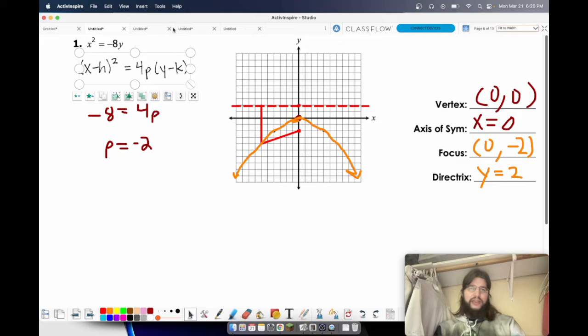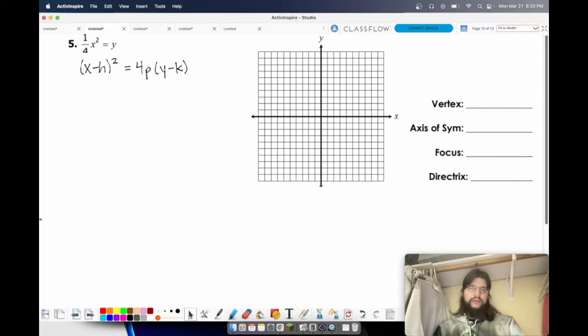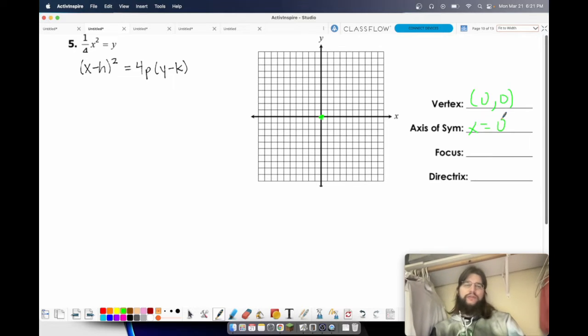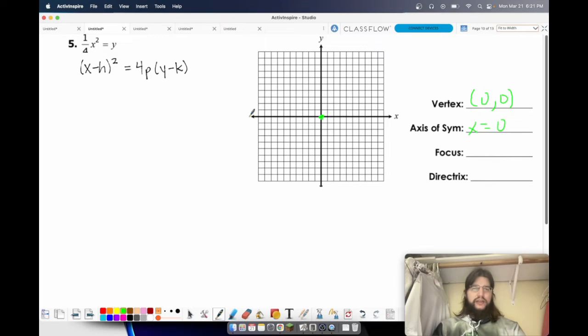So we need to make sure it looks like this. All right, so we have x minus h. Well, h is 0, y minus k, k is 0, so that's easy enough. 0, 0. And then our axis of symmetry is just going to be, let's see, it's vertical, so x equals x coordinate. Our focus, we need to calculate p.